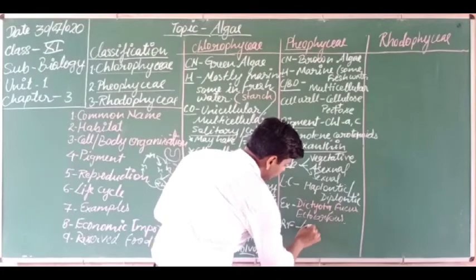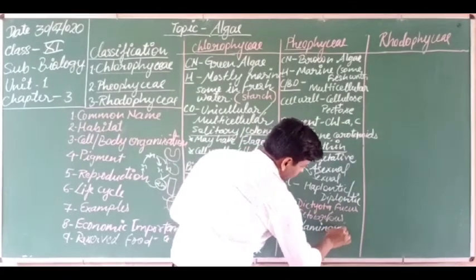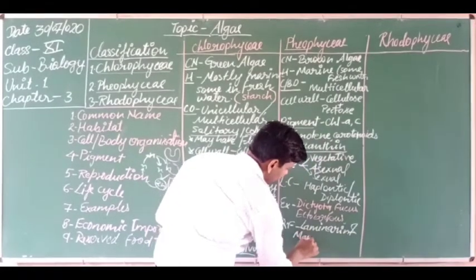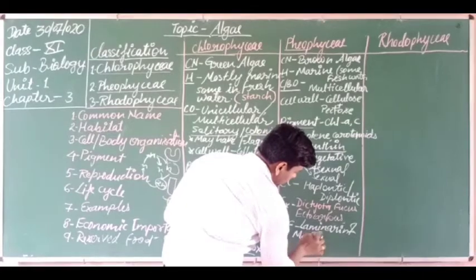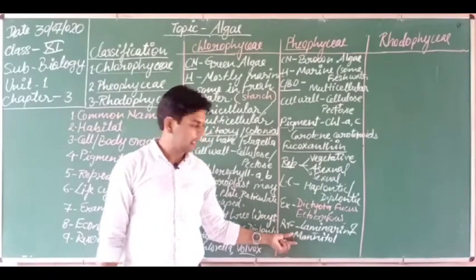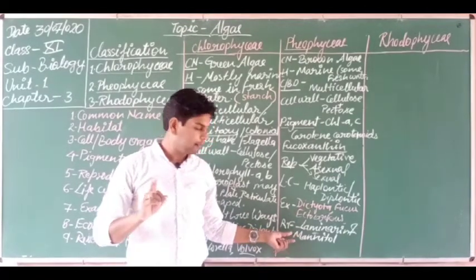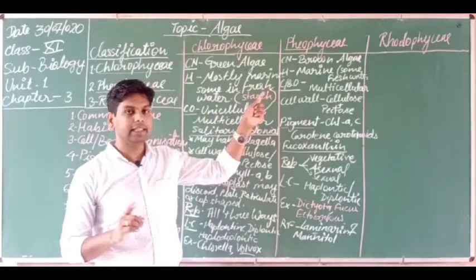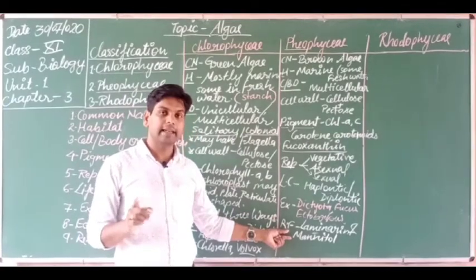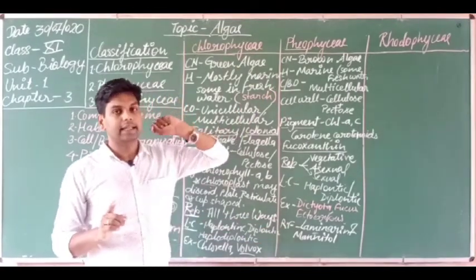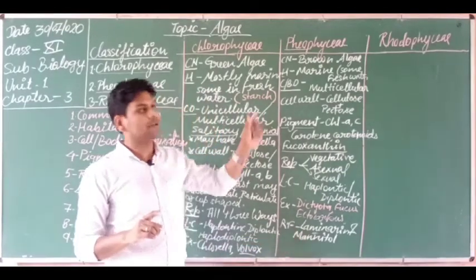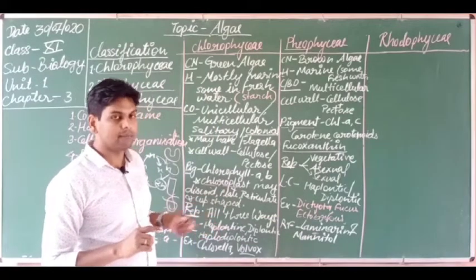laminarin and mannitol. So these are the terms you should remember. Laminarin and mannitol. Laminaria is the example. So remember Laminaria is an example of Phaeophyceae. So laminarin is obtained from Laminaria. That is why laminarin is the reserve food material of the Phaeophyceae category. Got it? Next, mannitol is another reserve food material in Phaeophyceae. So the reserve food material is laminarin and mannitol.